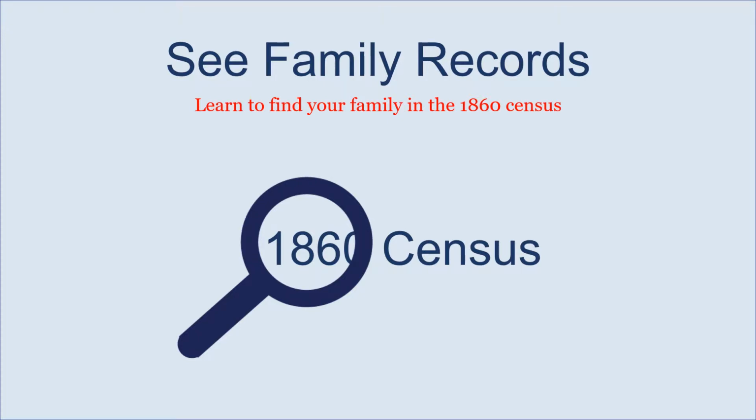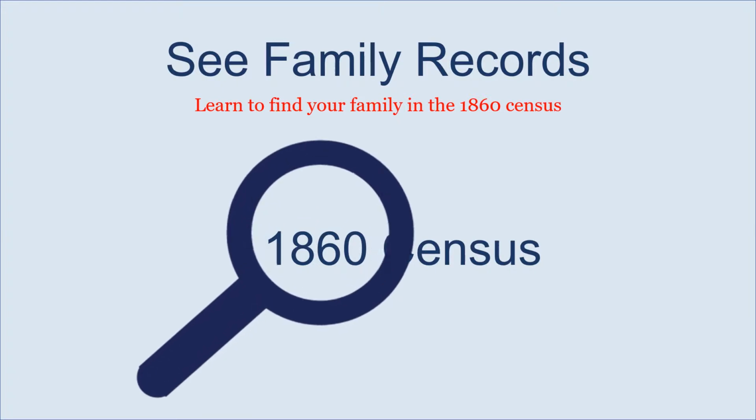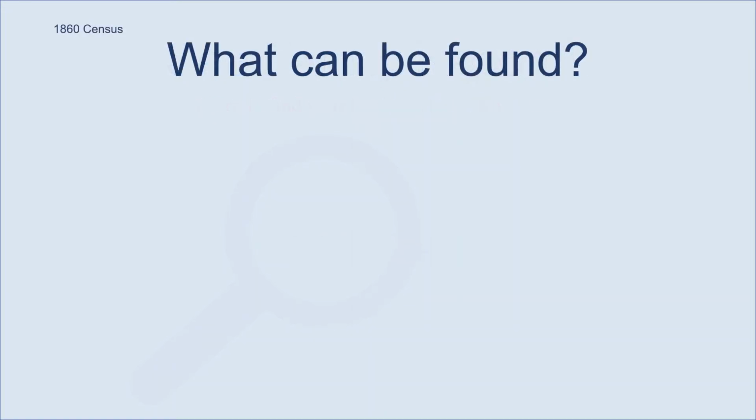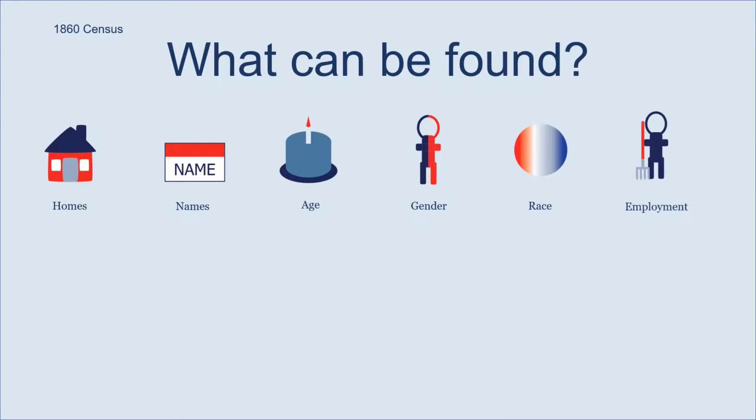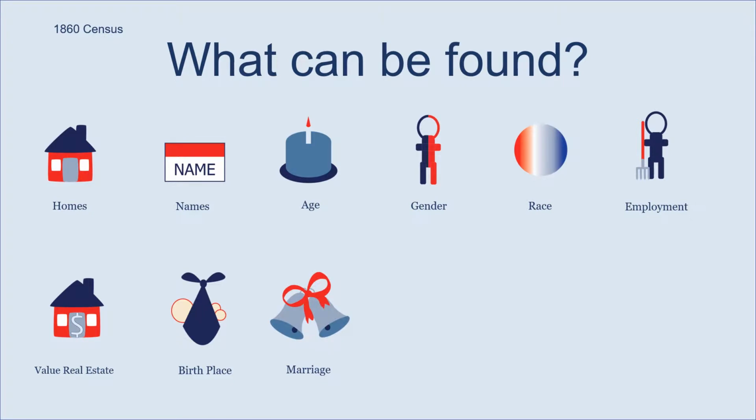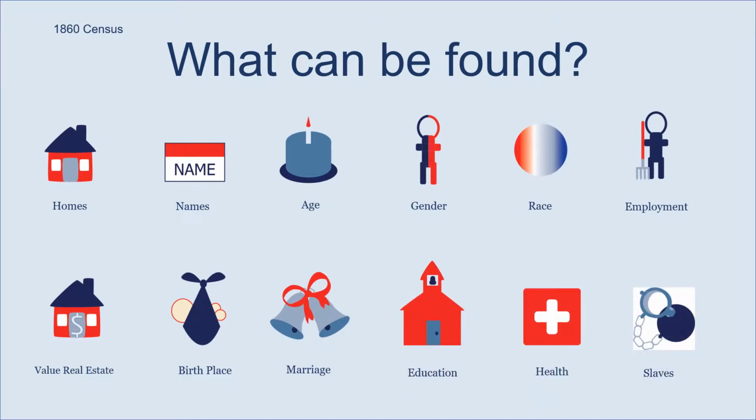See Family Records. Learn to find your family in the 1860 census. What can be found? Homes, names, age, gender, race, employment, value of real estate, birthplace, marriage, education, health, and slaves.